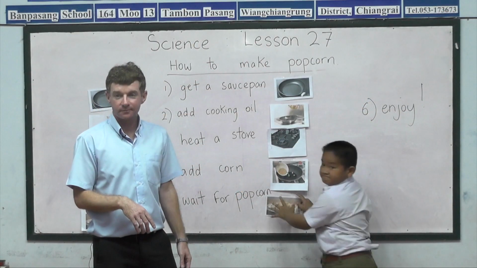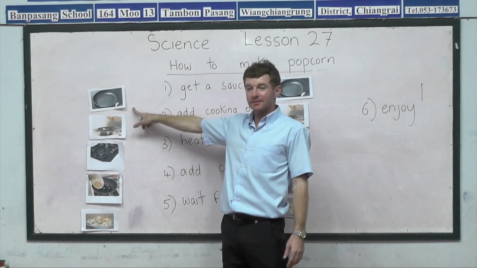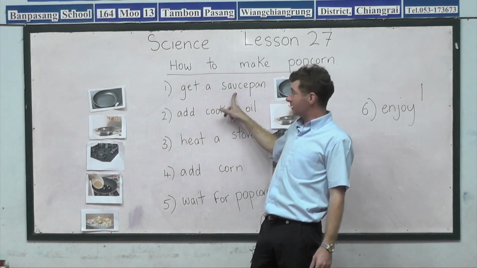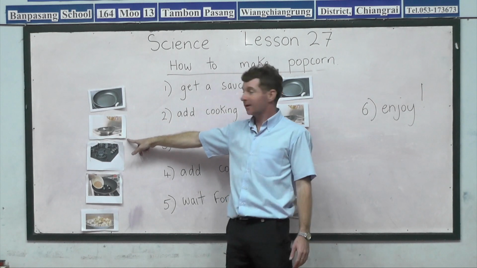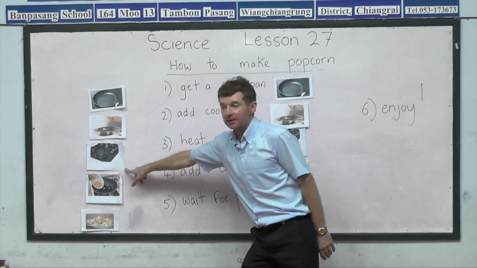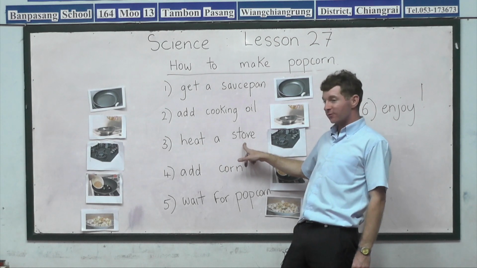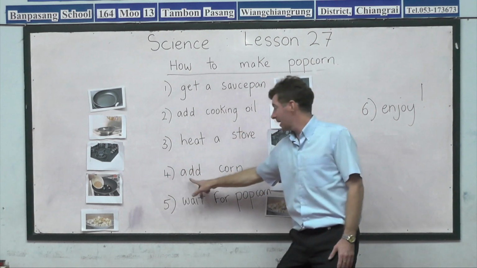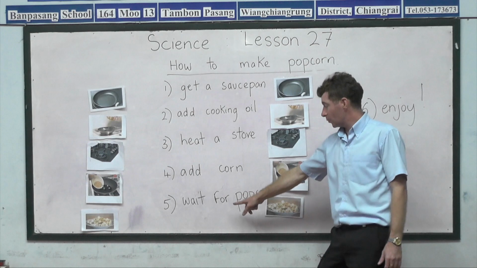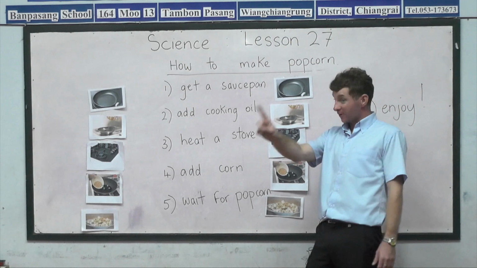Who finished first? Team B. Team B, what's the first stage? Get a saucepan. What's the second stage? Add cooking oil. Third stage? Heat a stove. Fourth stage? Add corn. Fifth stage, wait for popcorn. Okay, so team B was first this time.